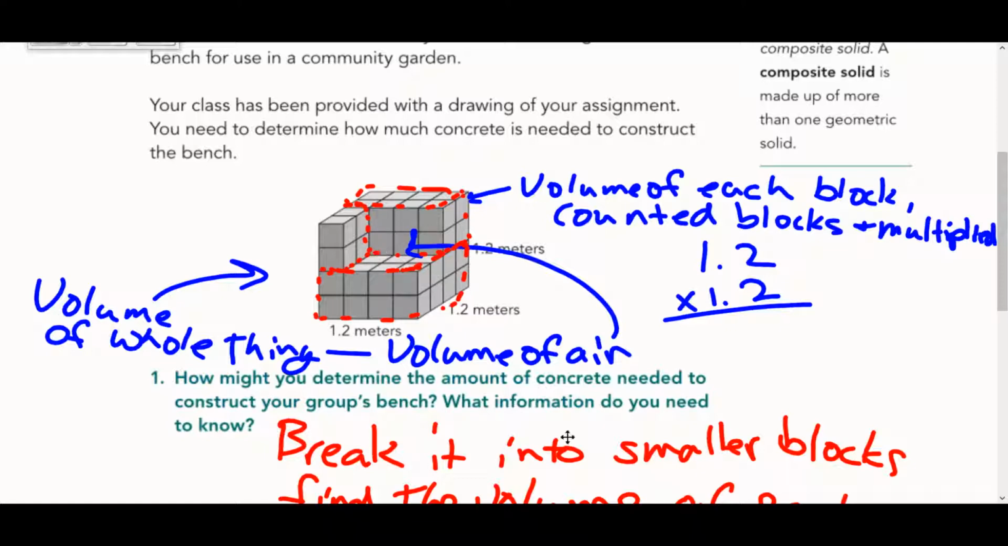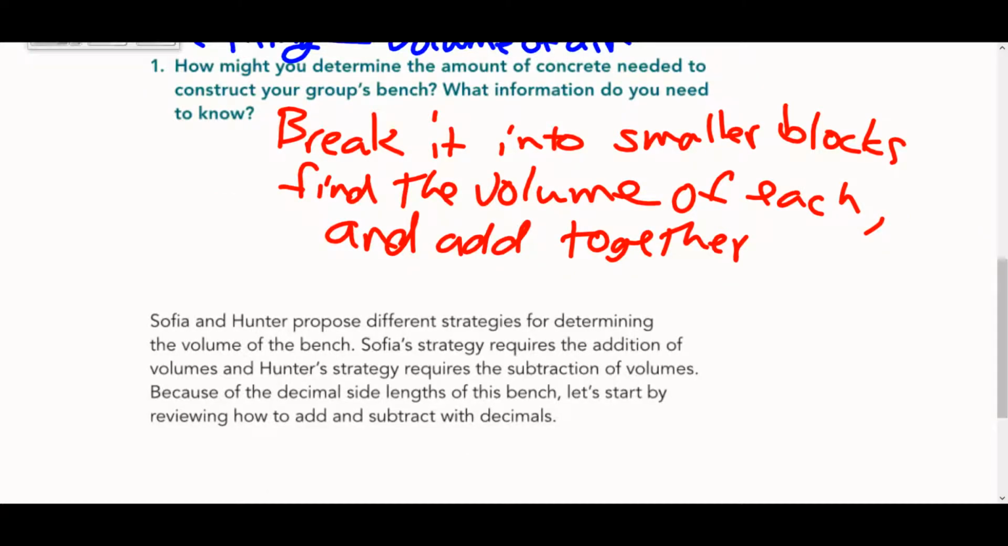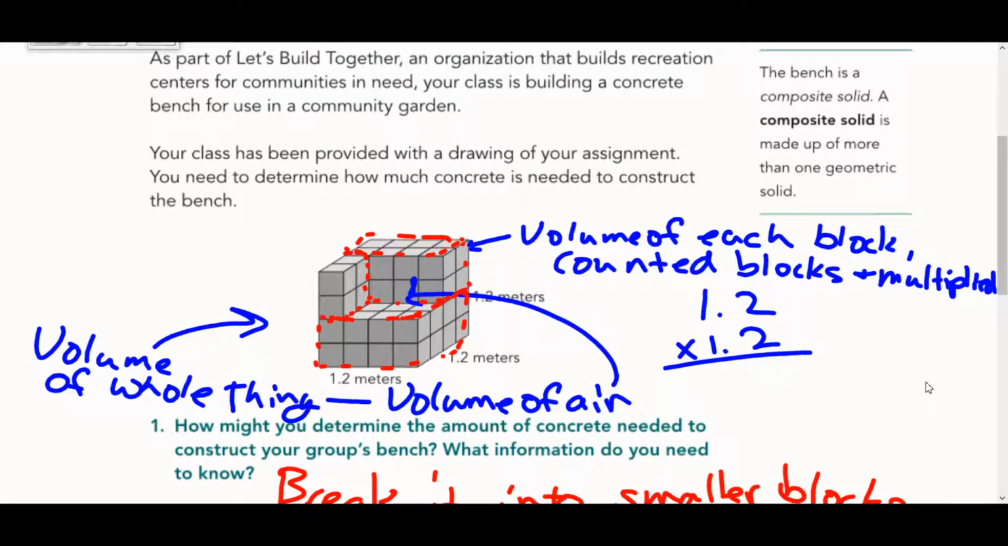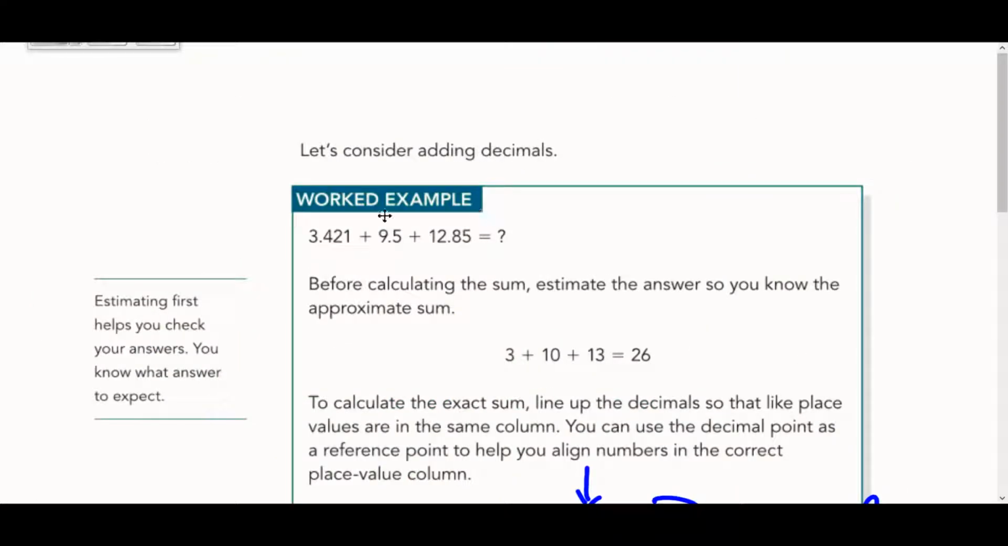All right. And some of you saw several different blocks, and if you found the volume of each of those blocks and then added them together, that would also work. So a lot of good theories on this. Okay, so that was just our introduction to a composite solid, very much like a composite shape, only it's the three-dimensional version. So we looked at, real quick, how to add decimals.